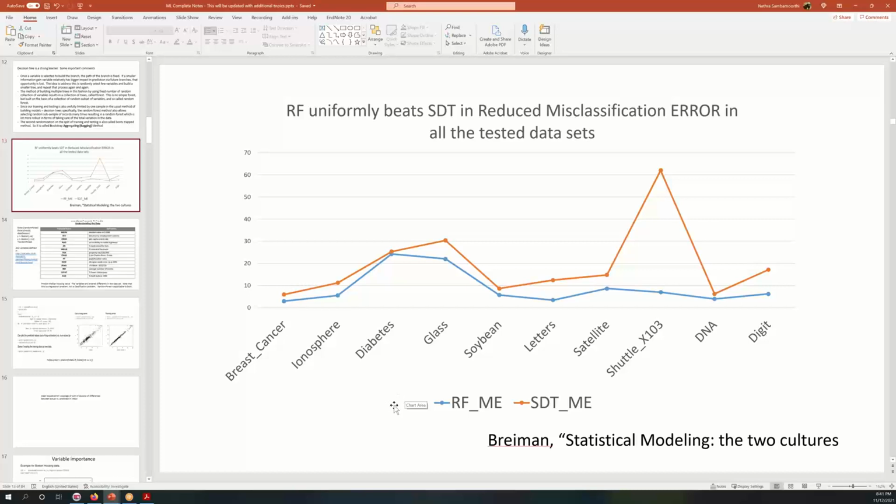Now look at the shuttle X103. That's terrible. You're right. For some reason, single decision tree is pretty bad. But we don't want to talk about just one performance. Just take the message of overall. It's always below, uniformly below. That's the most important. We don't know really why it happened here. I really don't know also. But this is a comparison coming from Breiman.